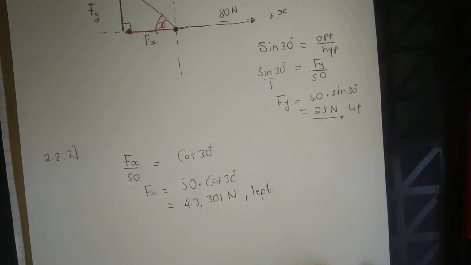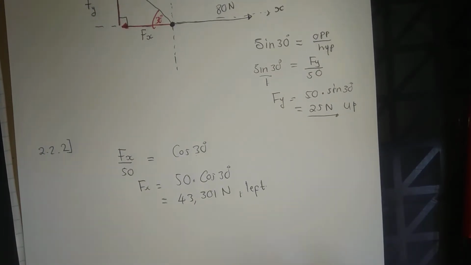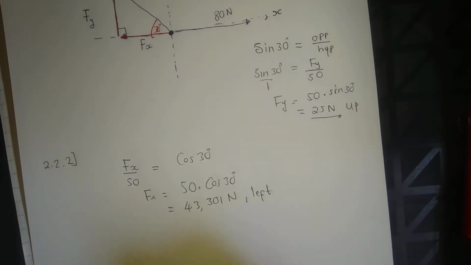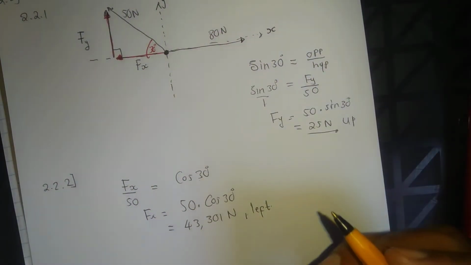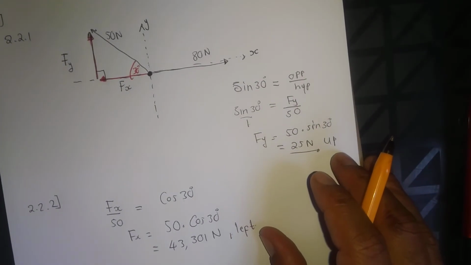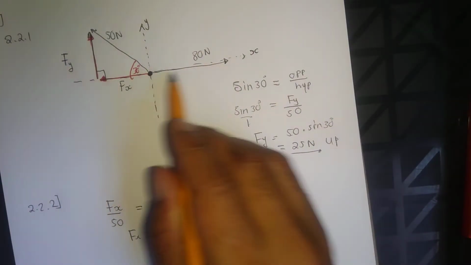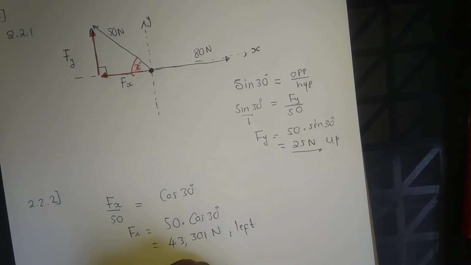According to the sketch, the vector is pointing to the left, so it's left. And then horizontally, we have two forces, one to the left and another one to the right. So we will calculate the resultant.